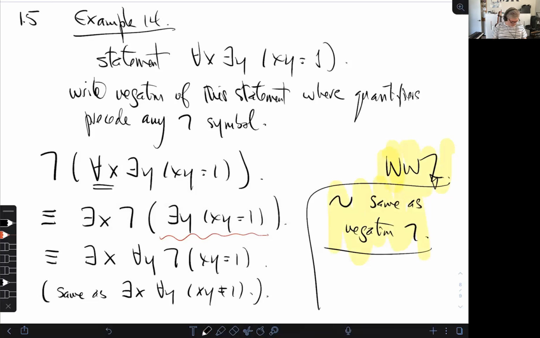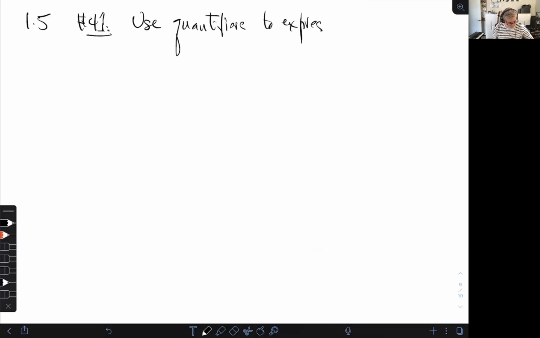I'm going to do, I mean, this was actually in the list, but this is still from 1.5. I really don't know why this problem has such a high number, because it's really simple. So the question is this: use quantifiers to express the associative law.